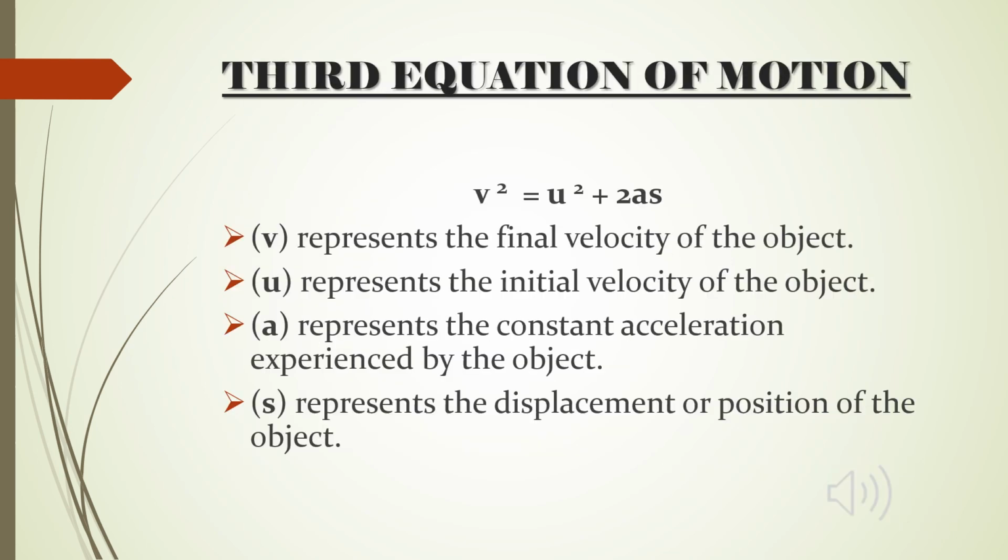Next is the third equation of motion. The third equation of motion is v² = u² + 2as, where v represents the final velocity of an object, u represents the initial velocity of the object, a represents the constant acceleration experienced by the object, and s represents the displacement or position of the object.